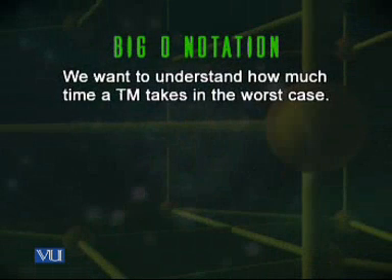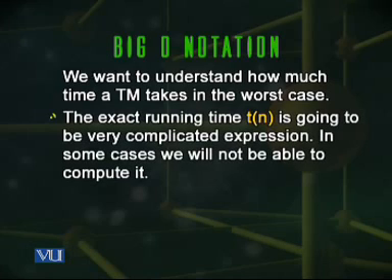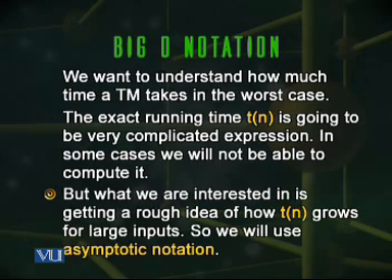What we want to do is understand how much time a Turing machine takes in the worst case. The exact running time, T of n, is going to be a very complicated expression. In some cases, we'll not be able to compute it precisely. But what we are interested in is getting a rough idea about how T of n grows for large inputs. So we will use asymptotic notation. Asymptotic notation is going to help us understand the growth pattern of this function. So we're not going to understand this function in complete detail, but how it grows.